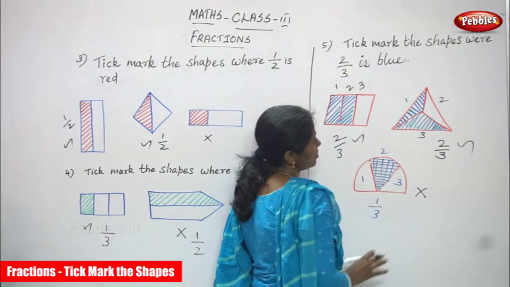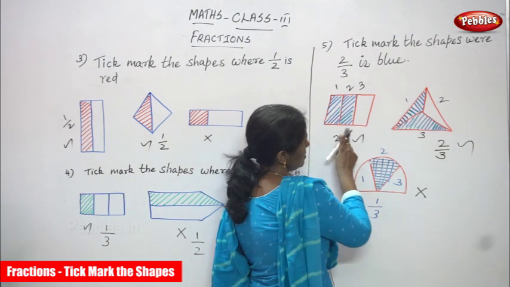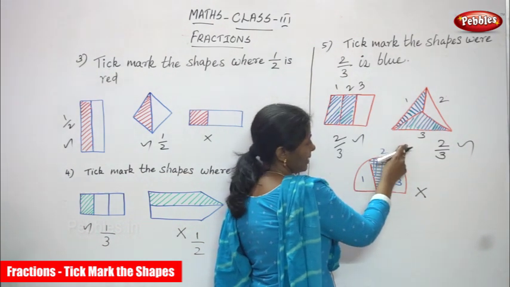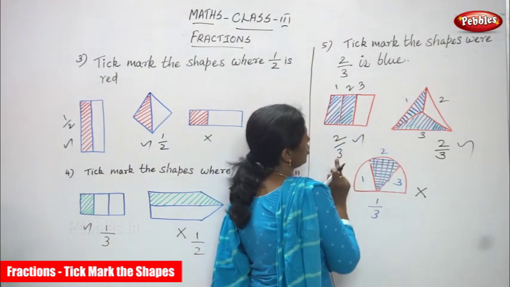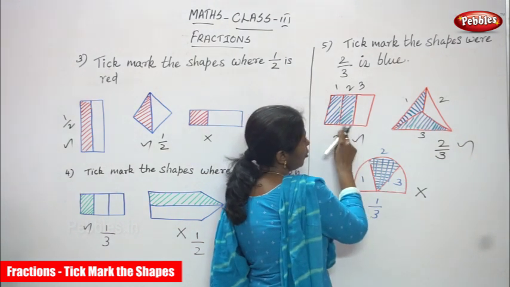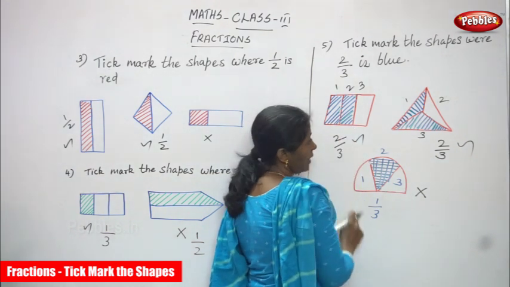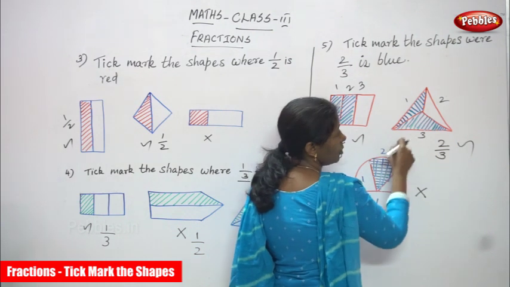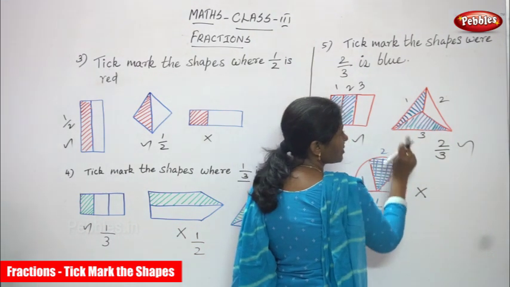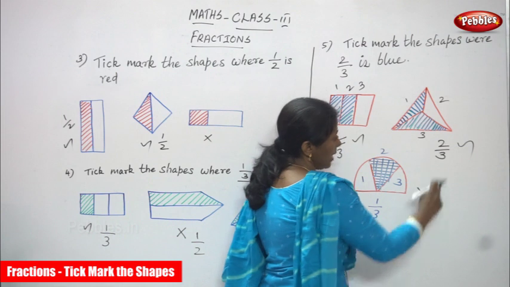I think you understand all the diagrams. This is a rectangle, this is a triangle, and this is a semicircle. I cut the rectangle into 3 parts and shaded only 2 parts in blue color, so I put a tick mark. The triangle is also cut into 3 parts, with 2 parts shaded in blue color, that is 2/3. I put a tick mark.